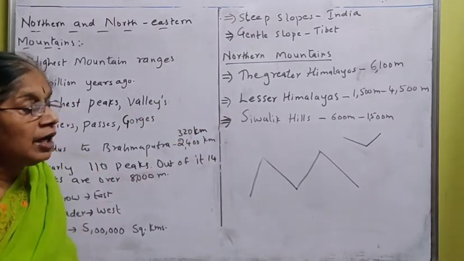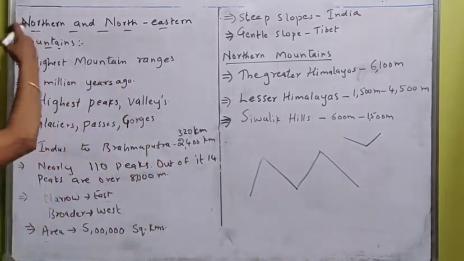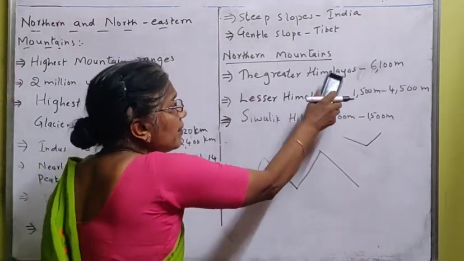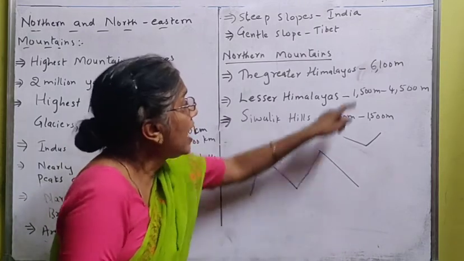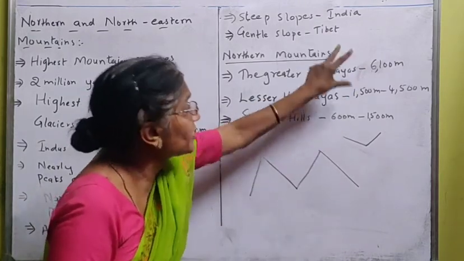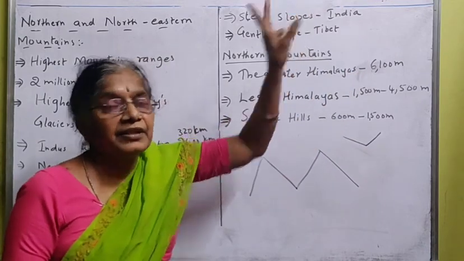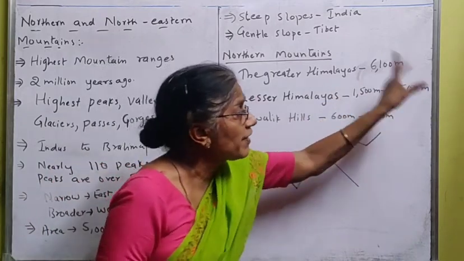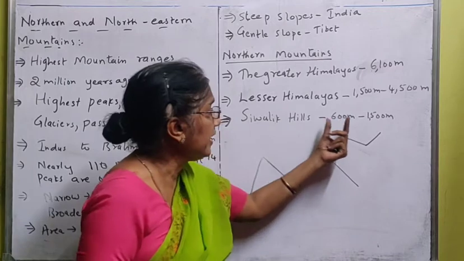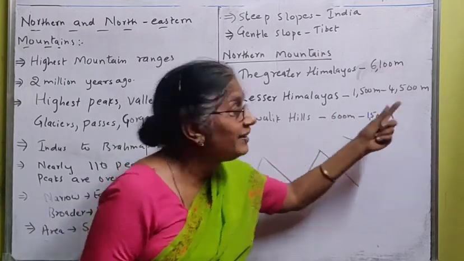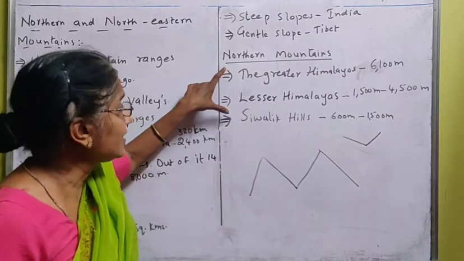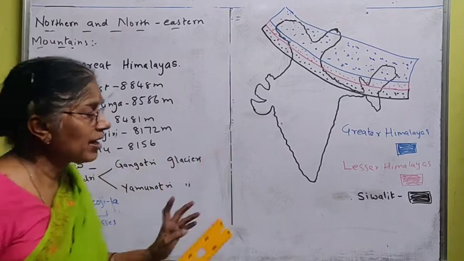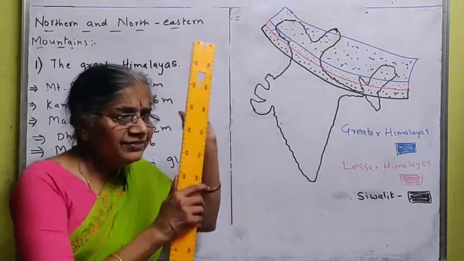What are the important divisions of the northern and northeastern mountains? The northern mountains have the Greater Himalayas, with an average of about 6,100 meters. Then we have the Lesser Himalayas, which are 1,500 meters to 4,500 meters. And the Shivalik hills, which are 600 meters to 1,500 meters. These are the three important regions of the northern mountains. We saw that the Great Himalayas are divided into three divisions.